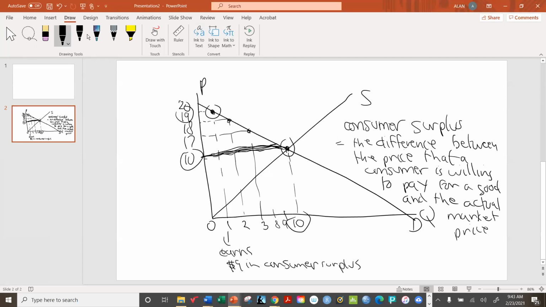The second consumer was willing to pay $18, and so we say that this person earns $8 in consumer surplus. And so you can see the demand curve essentially is lining up all the consumers from the people who want the product the most to the people who want it the least.